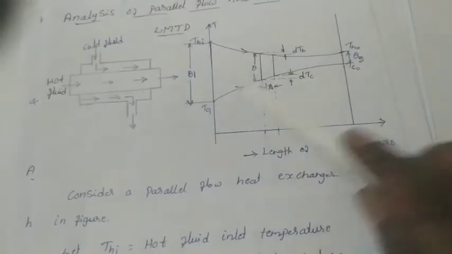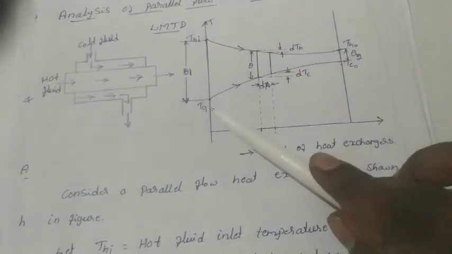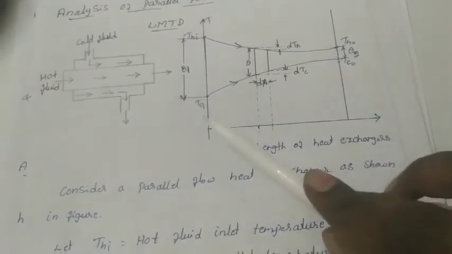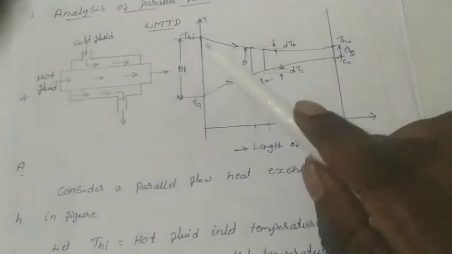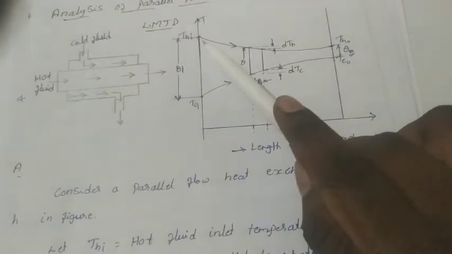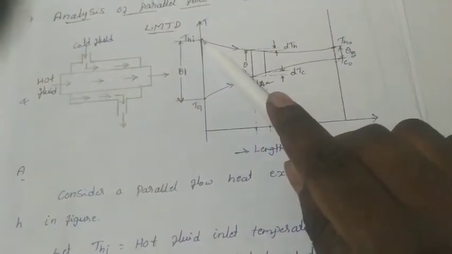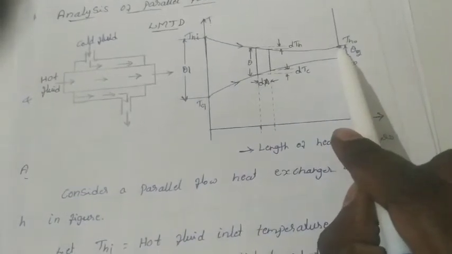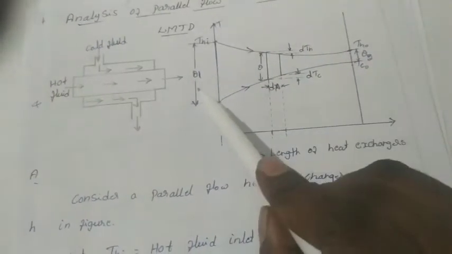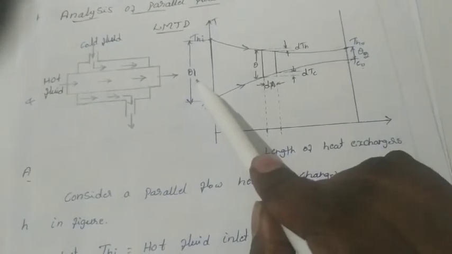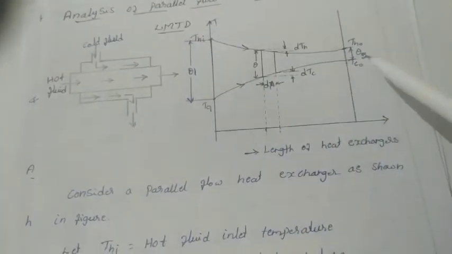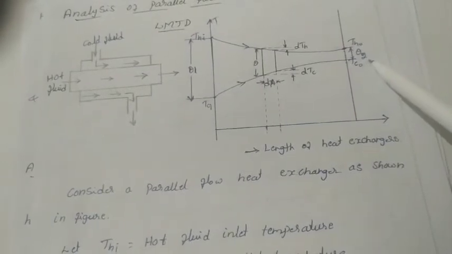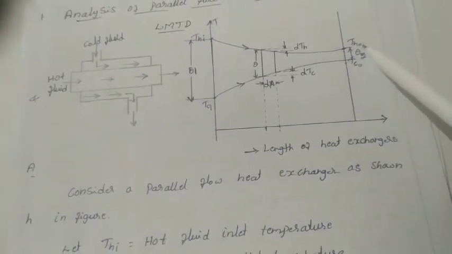So with temperature on the y-axis, the cold fluid temperature gradually increases from inlet to outlet. At the same time, the hot fluid loses heat energy, and hence its temperature decreases. Here theta 1 is the temperature difference at inlet between the hot and cold fluid, and theta 2 is the temperature difference at the outlet between the hot and cold fluid.